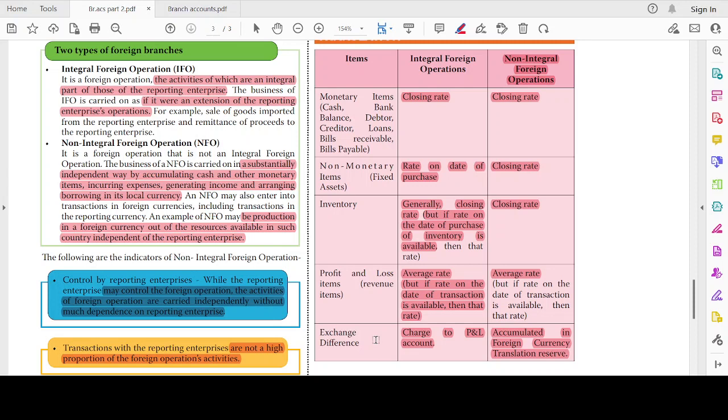The profit and loss account will show the financial performance, so how I am performing will be shown in my profit and loss account. That's why I'm charging it to the profit and loss account. But in the case where I am not very much involved in that operation, it is carrying on independently.